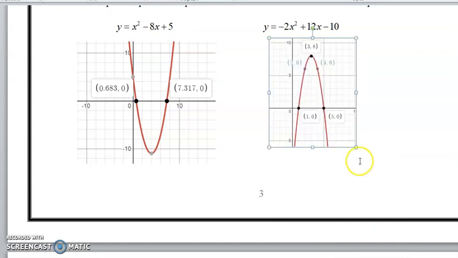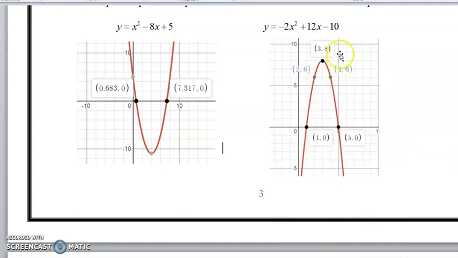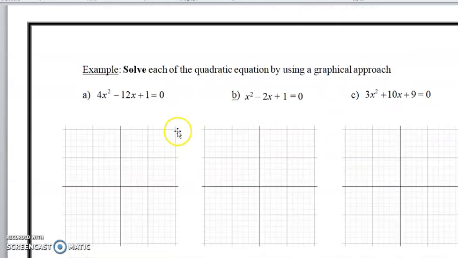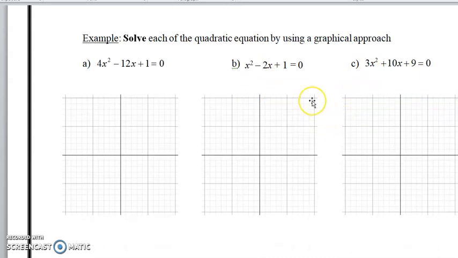There we are. We got our graph. Sketch as many points as you want. It gives a nice clear graph through. Okay? Next example is: solve each of the following quadratic equations by using a graphical approach. So again, just another question that gets us to use the graphing there, right?